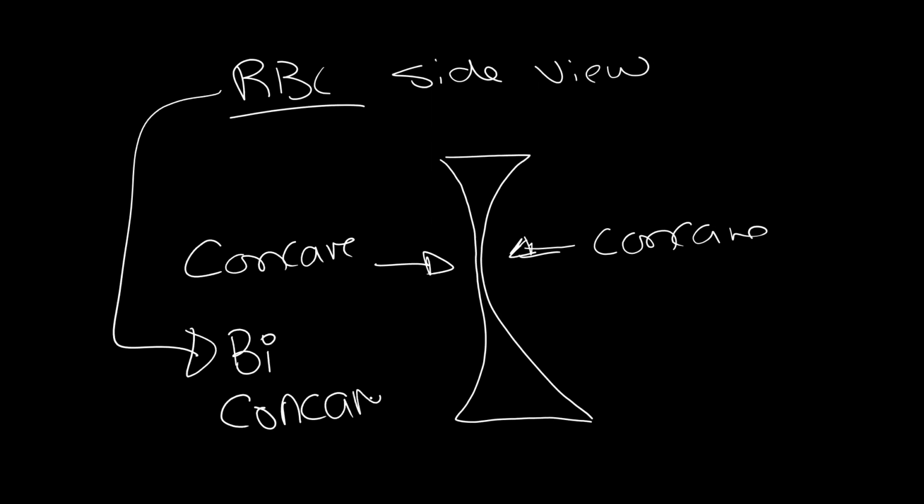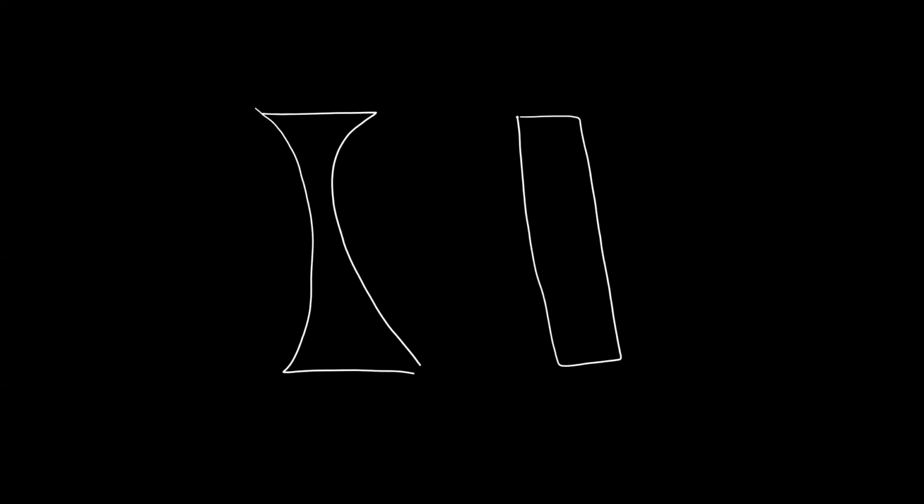Now, why is this feature important? Who will explain? To provide a large surface area for transportation. Excellent. Now, if you compare this shape, which is biconcave, I hope that is clear now, and that shape, who has more surface area? Who has, in other words, a longer surface or a larger surface? Red blood cell A or red blood cell B?